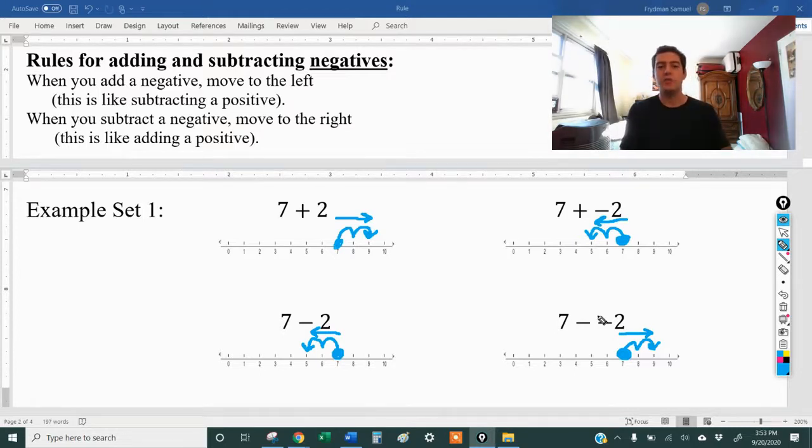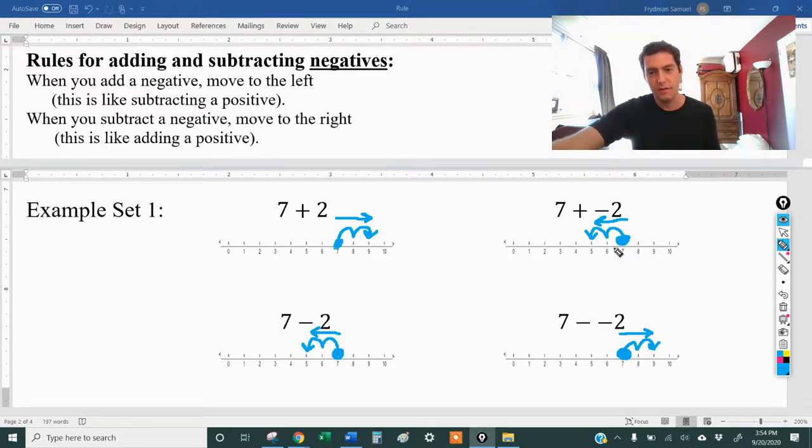Okay, so if we are adding a positive number, we move to the right, but if we're adding a negative number, we move to the left. And if we're subtracting a positive number, we move to the left, but if we are subtracting a negative number, we move to the right. So it's not only the operation that you have to think of, it's the operation and also what kind of number is happening right after that operation, right? That second number that we have over here.